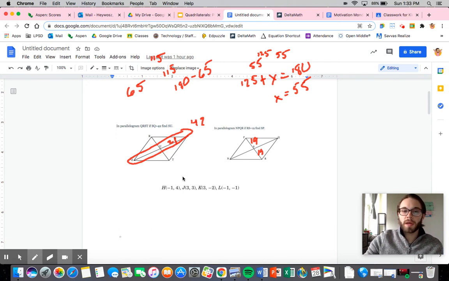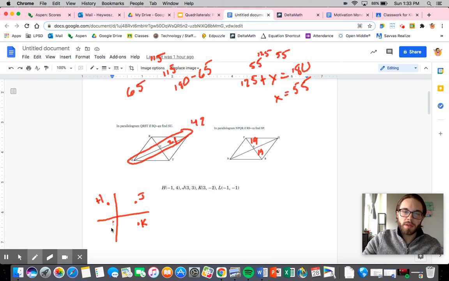So what can we do? Well, first off, we need to just have a decent idea of where everything is, just so we know where to draw. So we have -1, 4. Here's my H. My J is over 3 up 3. K is here. And L is -1, -1.